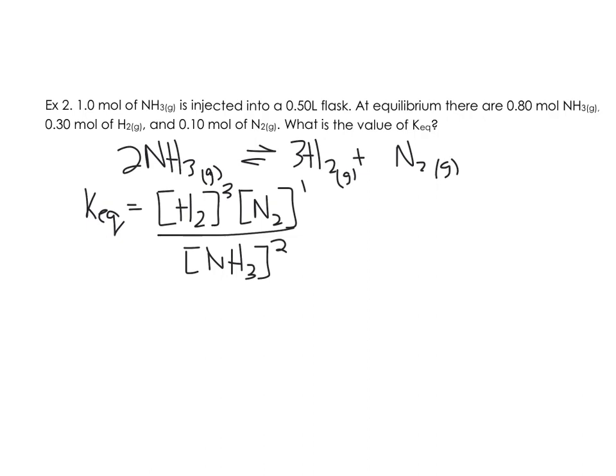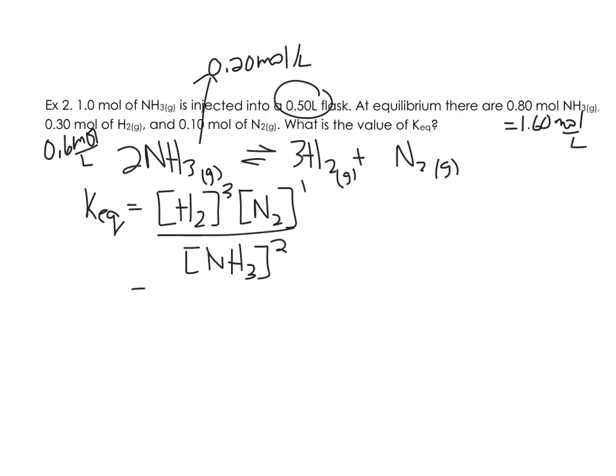Now, 0.8 moles divided by half a liter is equal to 1.6 moles per liter. 0.3 becomes 0.6. And 0.1 becomes 0.2 moles per liter. All right, so now we can plug those values in.